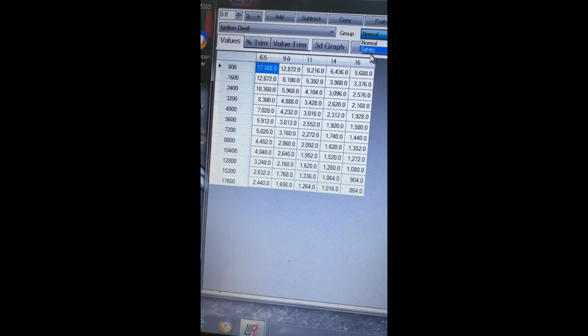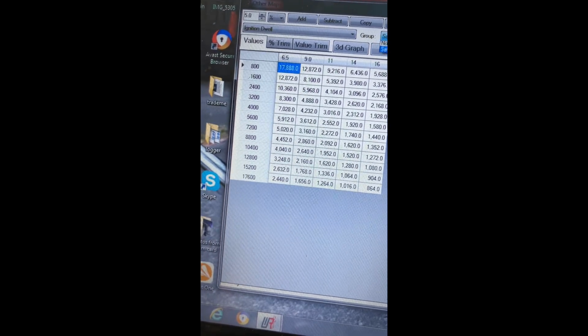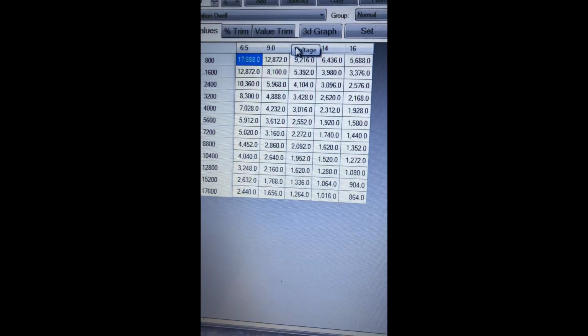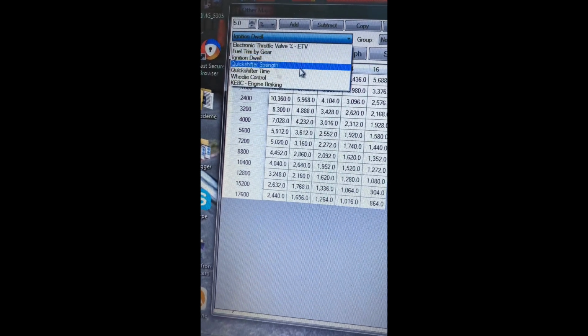Yeah, so, and there's obviously a safety. Yeah, it looks exactly the same, interestingly. So you can change your ignition dwell maps, control the time ignition coils. We haven't mucked around with ignition timing on David, we've kept it all factory.